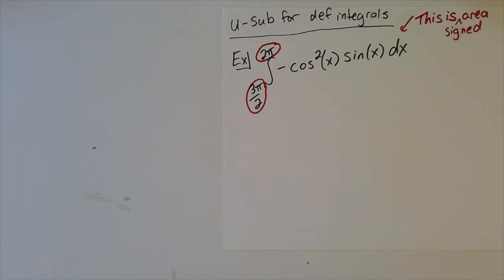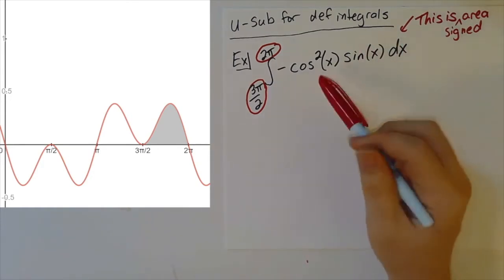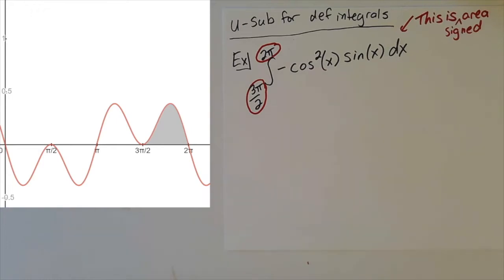But if you want, you can go ahead and visualize this, because here's a graph. I've shown you a graph here of this function, minus cosine squared of x times sine of x, and I've shaded the area there between 3 pi over 2 and 2 pi.